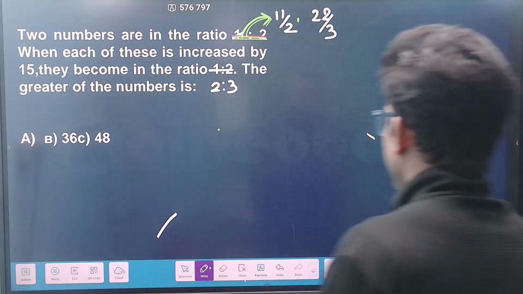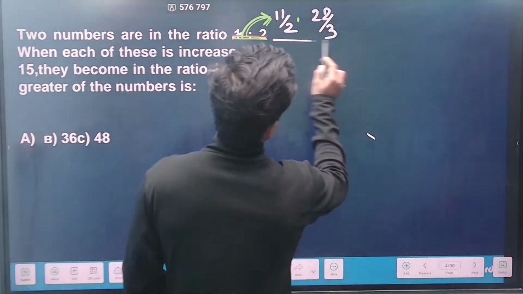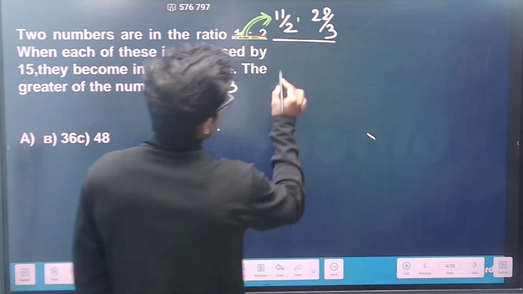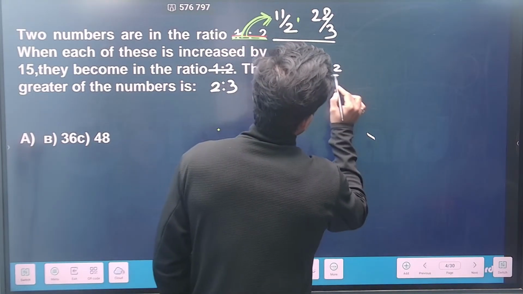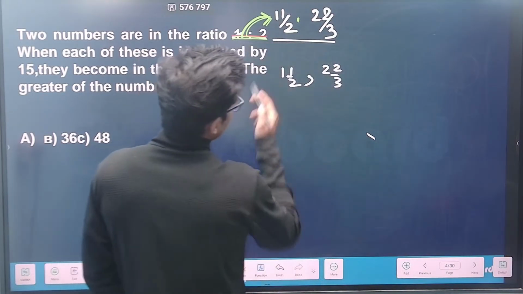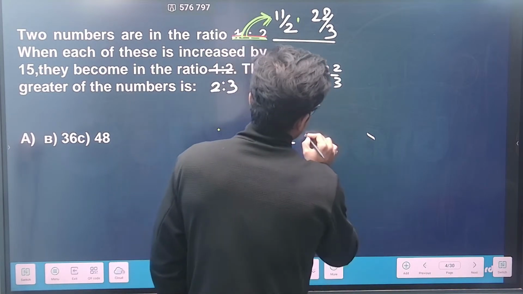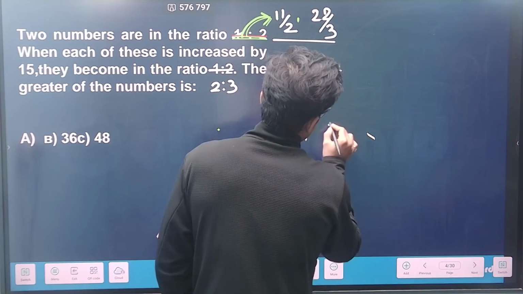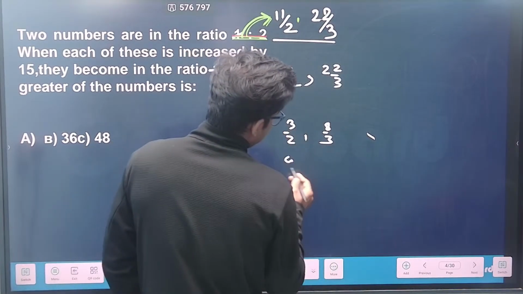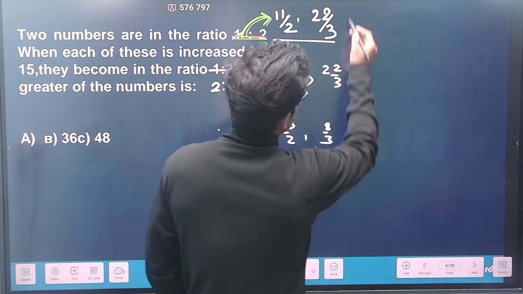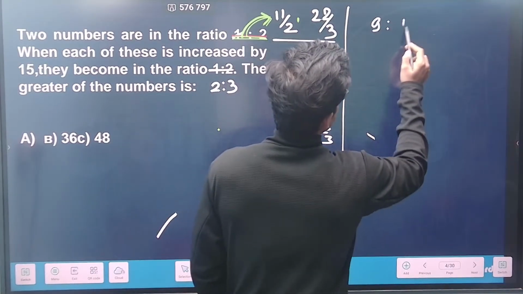First of all, we need to solve this part, which is 1 1/2. So 1 1/2 comma 2 2/3: 1 1/2 becomes 3/2, and 2 2/3 becomes 8/3, correct? If I multiply, this gets 9 and this gets 16. So my ratio is 9 is to 16.